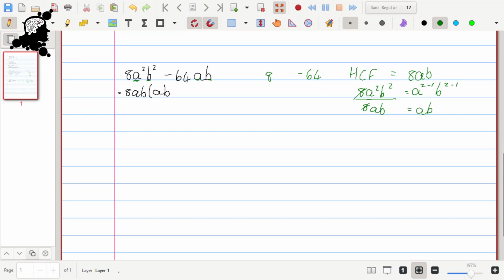Next, I look at the second term. Negative 64ab divided by 8ab. So ab and ab will cancel out. Negative 64 divided by 8 will give you negative 8. So I could just put negative 8 there. And we are done. Life is great.